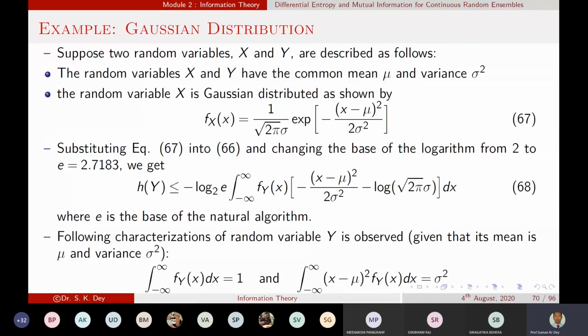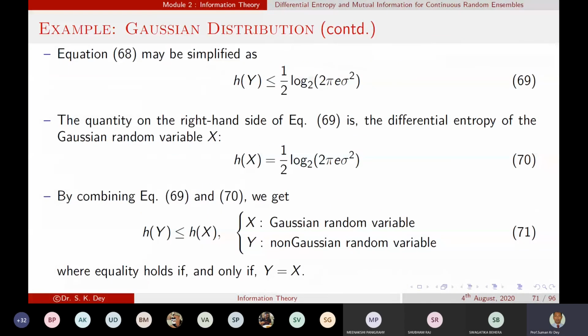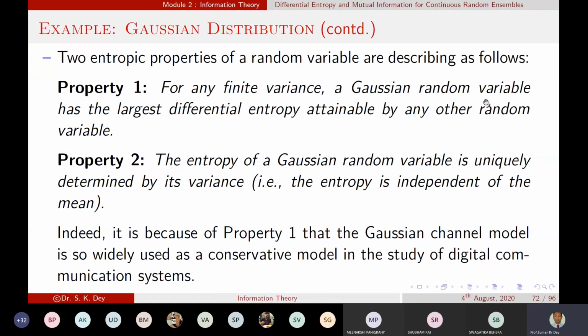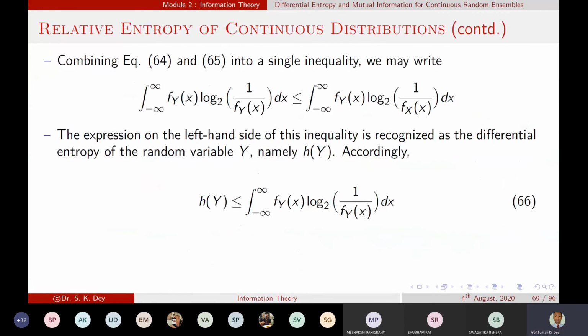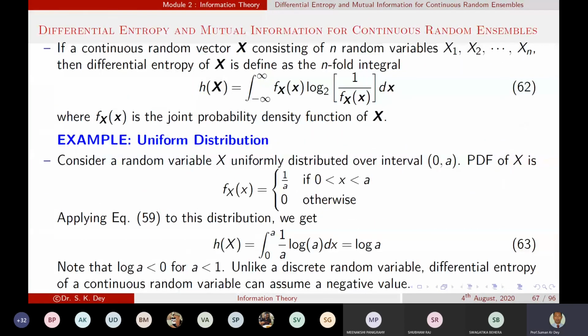For normal distribution, you have to study from some books. Uniform distribution I hope is also there. It should be. Let me check. Uniform distribution is also there. So this is the probability density function for the uniform distribution. Okay, so you have to remember those things.